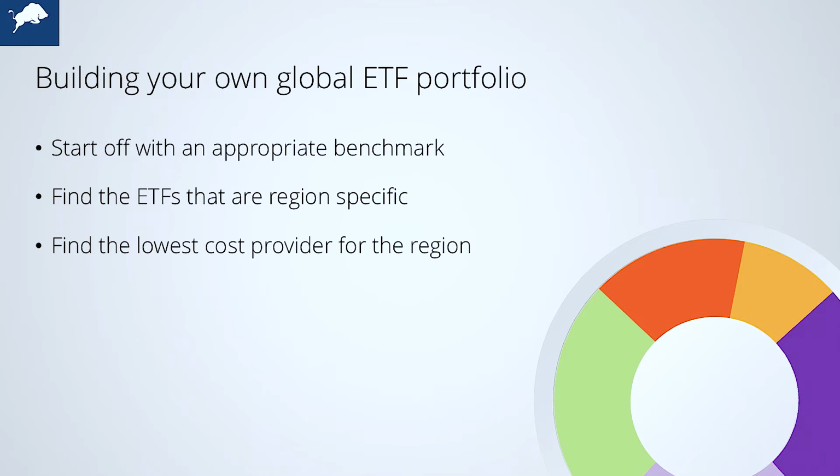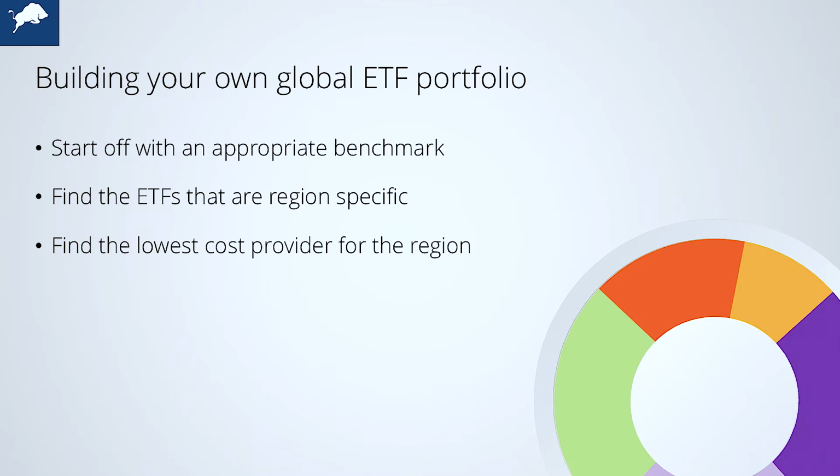Now, once you've done that, you need to find the specific exchange traded funds that operate in those regions that will give you that exposure to those regions. And then, of course, find the lowest cost producer, the lowest cost, the biggest size, the lowest tracking error, etc. So the InvestSMART exchange traded fund star system will really help you identify the best exchange traded funds to use when you're putting together your portfolio.